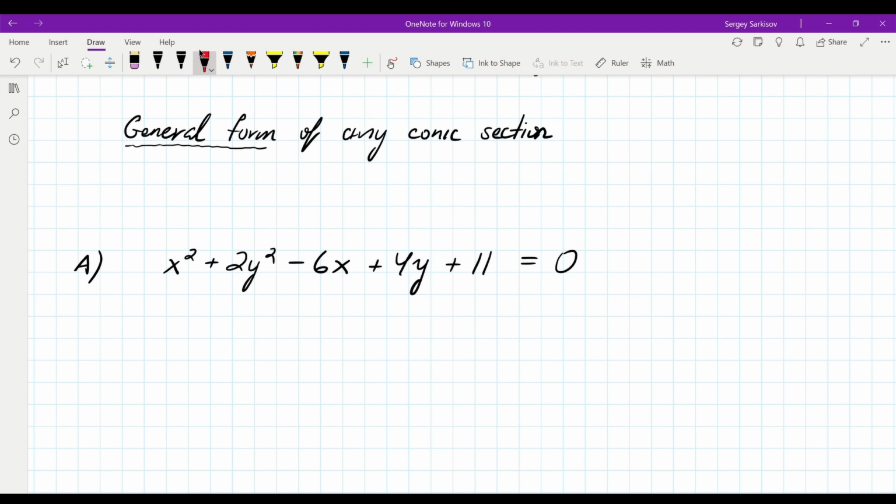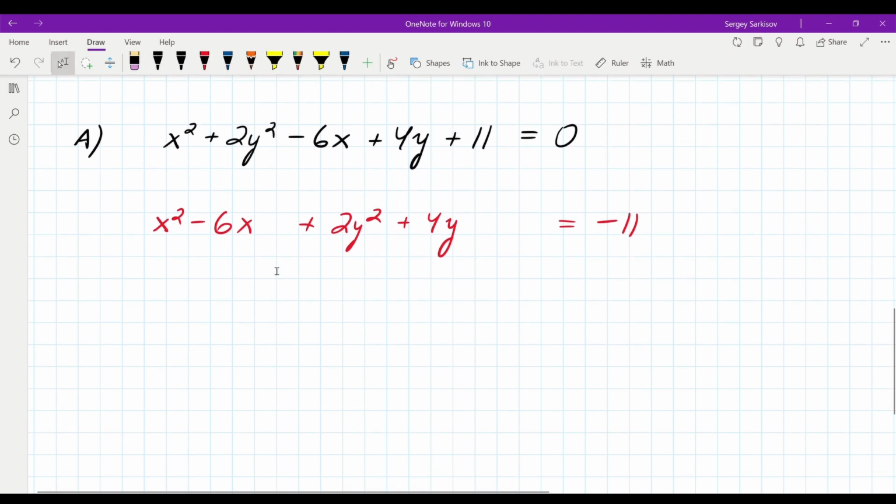So first of all, you put the x squared and the x terms together, and the y squared and y terms together, so they're aligned with respect to each other, and you can get the number on the right side. Doesn't matter, let's do negative 11. Then we complete the square, everybody.